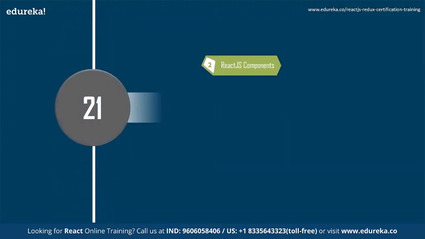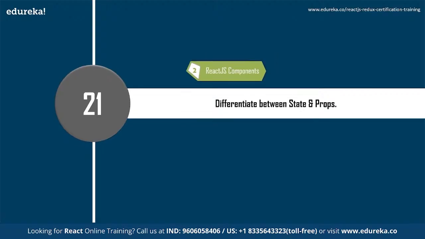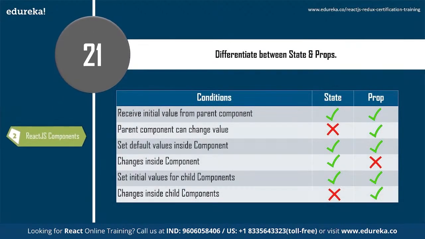Moving to the next question, which is: differentiate between state and props. While comparing state and props, we find differences. In state and props, both receive an initial value from the parent component. While in state, the parent component cannot change the value, with the help of props, the parent component can change the value. And we can set default values inside the components, both in state as well as in props.